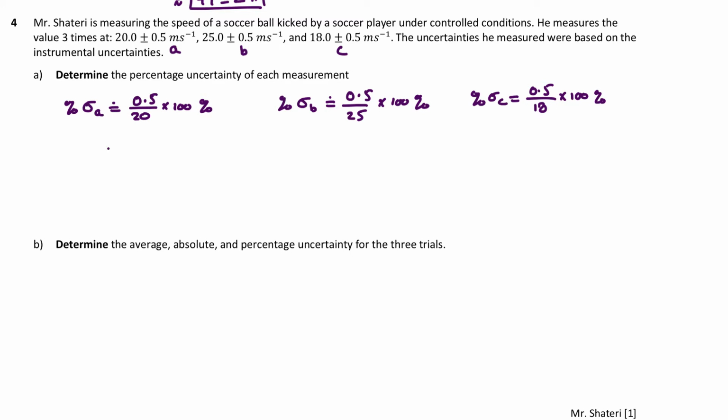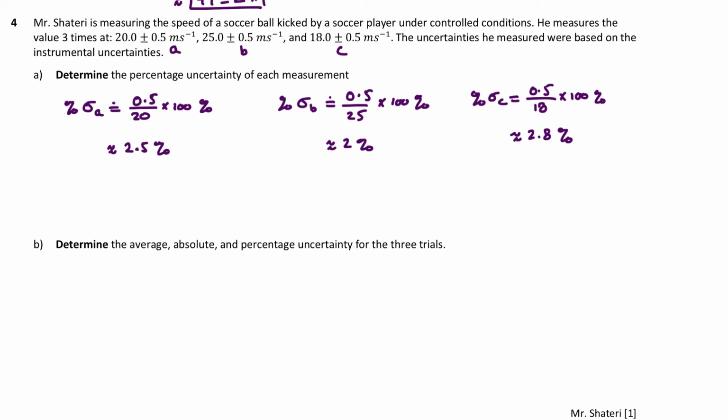The values here will be approximately 2.5%. Here we will get approximately 2%, and here we will get approximately 2.7 or 2.8%, or you can just write it as 3, and for the first one you can also just write it as approximately 3%.